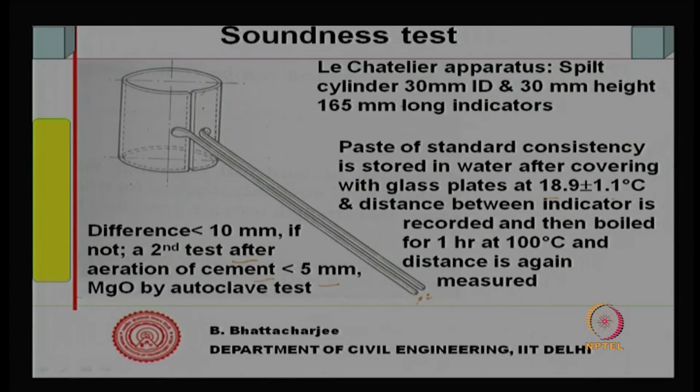Free lime available will cause expansion, because it will become slaked lime. The common soundness test is done by this method. The test for free magnesia is done by the autoclave test. You cure it under pressure and high temperature, and using the autoclave test you can determine magnesia. It is not very common, but the Le Chatelier test is relatively common.